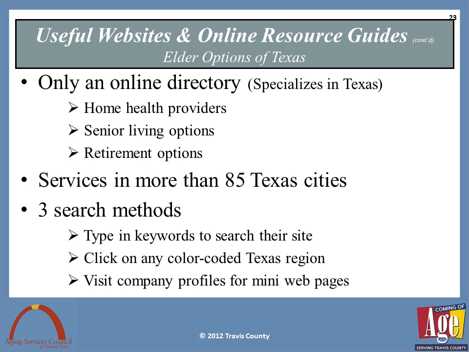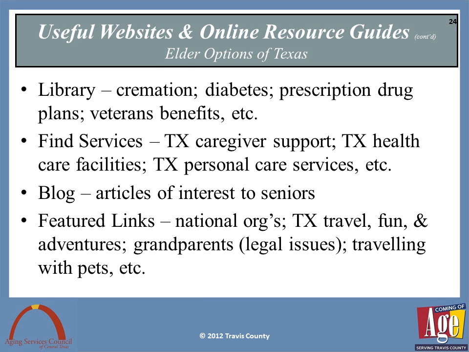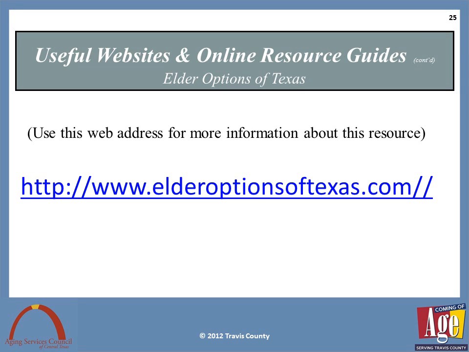For those many web pages, that gets at the for-profit business aspect of this particular publication. And then they have information about cremation and funeral planning, and all types of caregiver information in the state of Texas. There are articles of interest to seniors, and information about national organizations such as the Alzheimer's Association, or even information about legal issues for grandparents who may be seeking custody of their grandchildren. So those are just a couple of ideas about some of those featured links. And then here is the website address for this resource. Again, it's an online resource only.